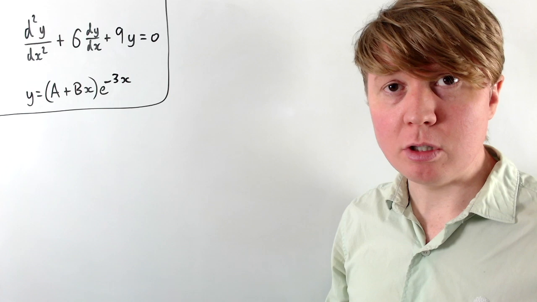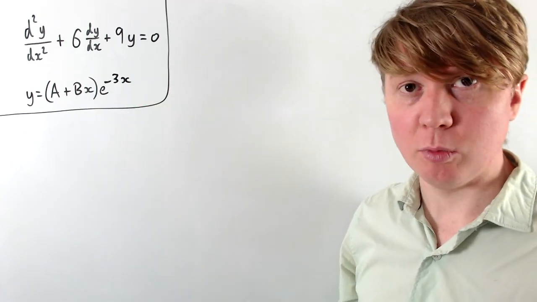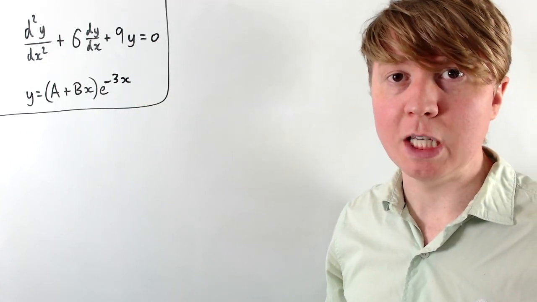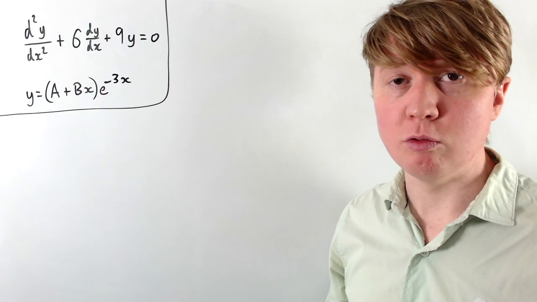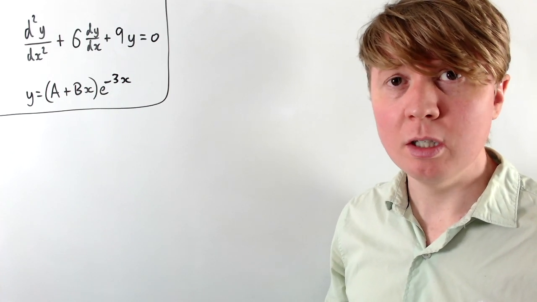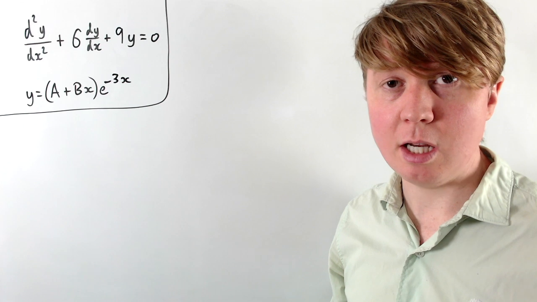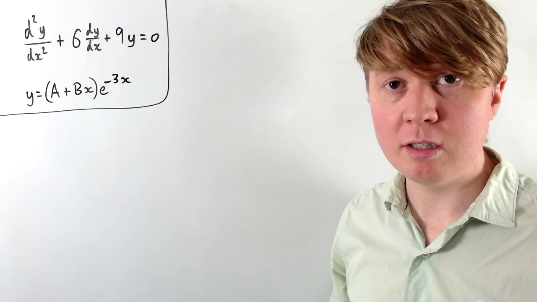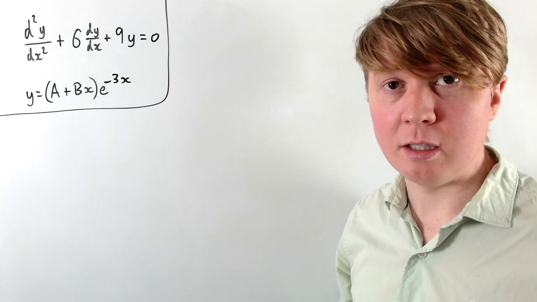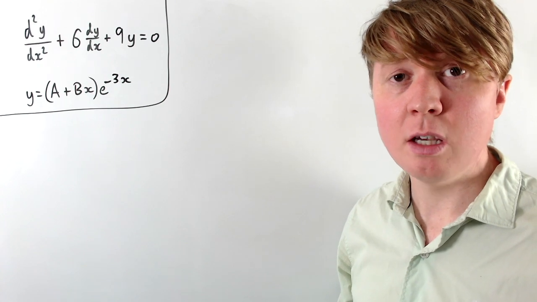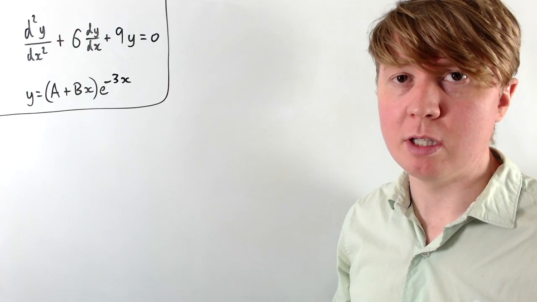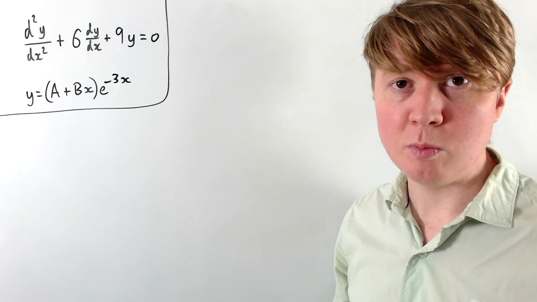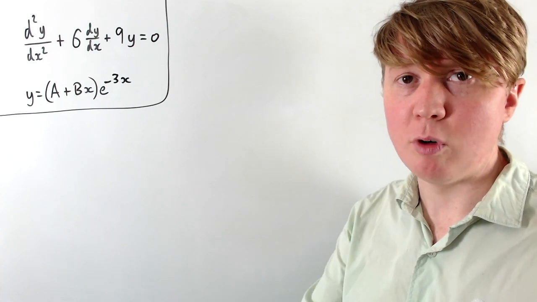So we're going to really focus on where has this extra bx term come from, because this looks quite different from what we get in the case where we have distinct roots for our auxiliary equation. And we'll look at a few different ways of understanding this, so see which one's your favourite. And for our first way of understanding this, we're actually going to look at the case to begin with where we've got distinct roots, and then see how this derivation, this proof, can be adapted when we have repeated roots.